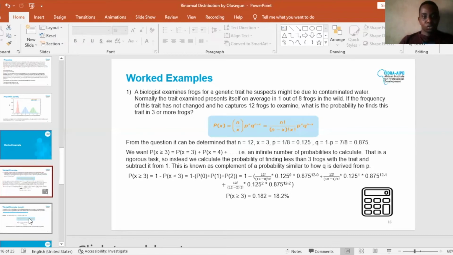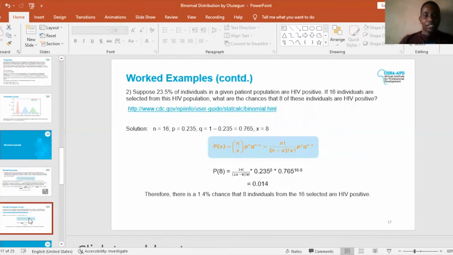Hope that is understood. The second example. Suppose 23.5% of individuals in a given patient population are HIV positive. If 16 individuals are selected from this population, what are the chances that 8 of these individuals are HIV positive? So we do as we did before. We find the values of n, x, p, and q.